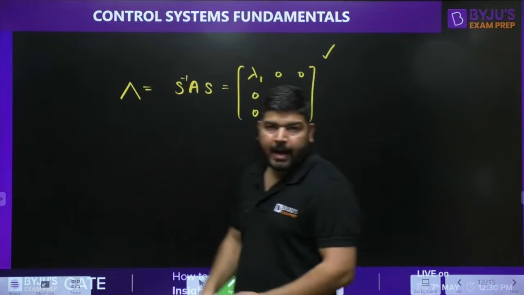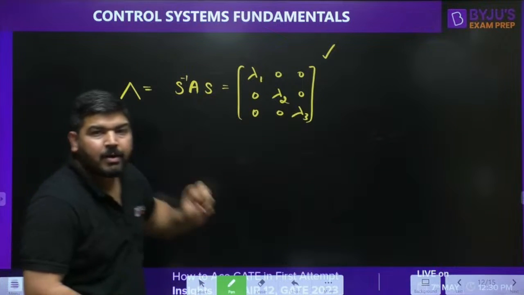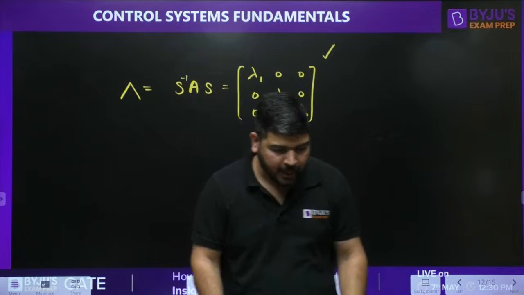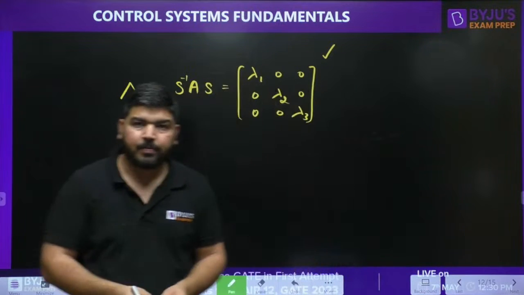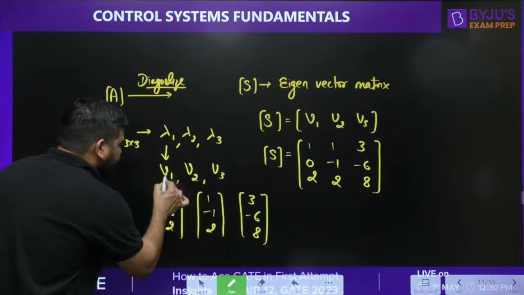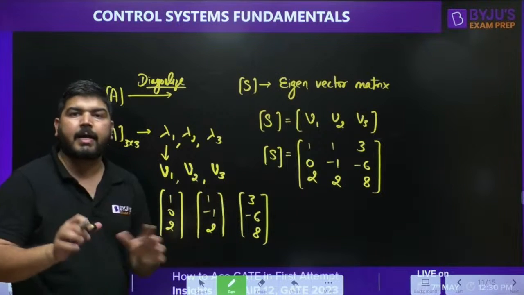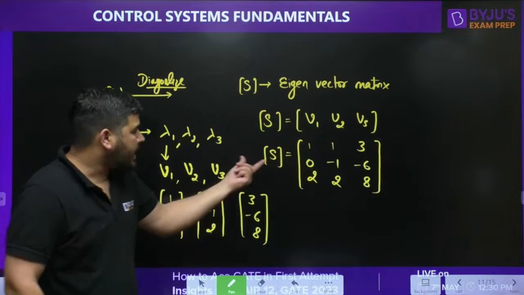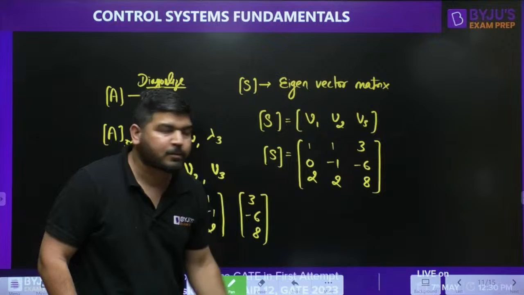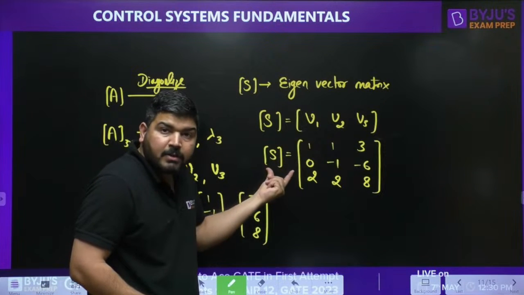But here, one catch. You can't diagonalize every matrix. Some matrices are not diagonalizable. How to check whether the matrix is diagonalizable or not? To check, you can check the eigenvectors. If these eigenvectors are linearly dependent, you can't diagonalize. It means, in this S matrix, these eigenvectors are linearly dependent. It means one vector is a combination of the other two vectors. It means you can't calculate its inverse.